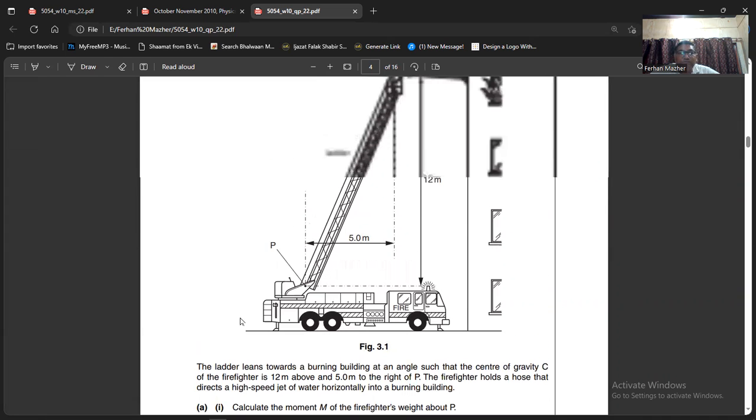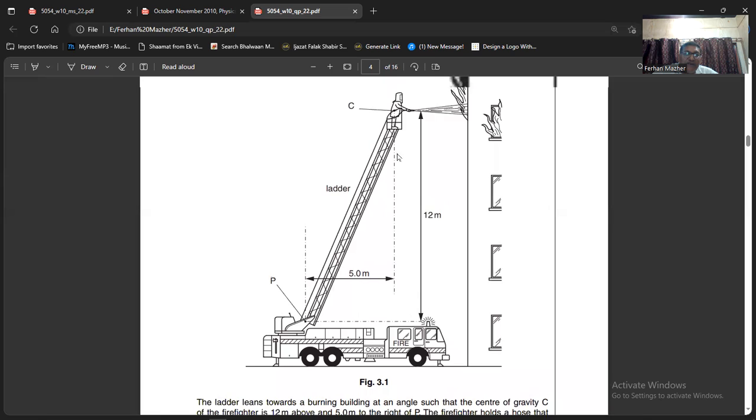weight about the P. Okay, so you see the firefighter's weight is acting in this line, and the perpendicular distance between the line of action of the weight of the firefighter and the pivot is this much. It is 5 meters. So the weight is acting along this line, and the perpendicular distance between the line of action of the weight and this pivot is 5 meters. So the moment arm is 5 meters, and the weight of the firefighter is 840 Newton. So I can calculate the moment produced by the weight of the firefighter.